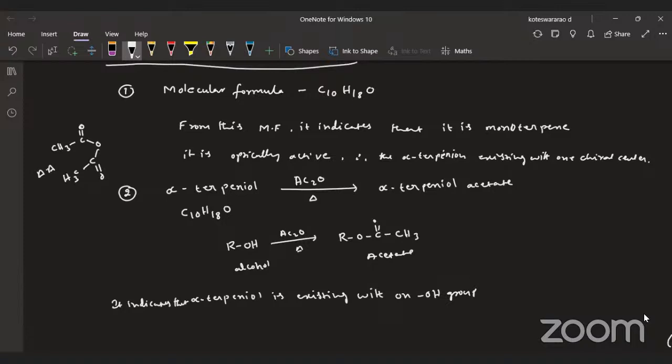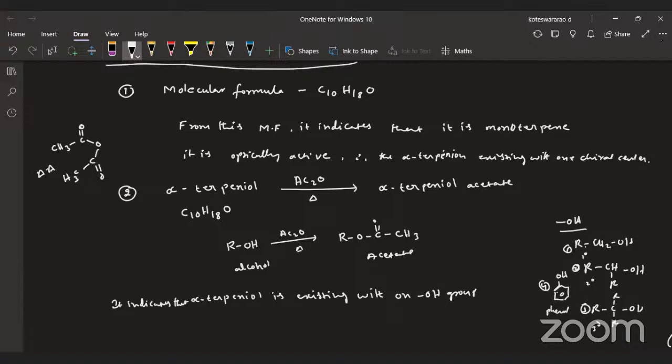You know that an OH group may be a primary alcohol, or a secondary alcohol, or a tertiary alcohol, or a phenolic alcohol. Phenolic alcohol means it may be a phenol. Therefore, there are four types of OH groups: primary, secondary, tertiary, and the fourth one is phenolic. Then we need to find out what its nature is.